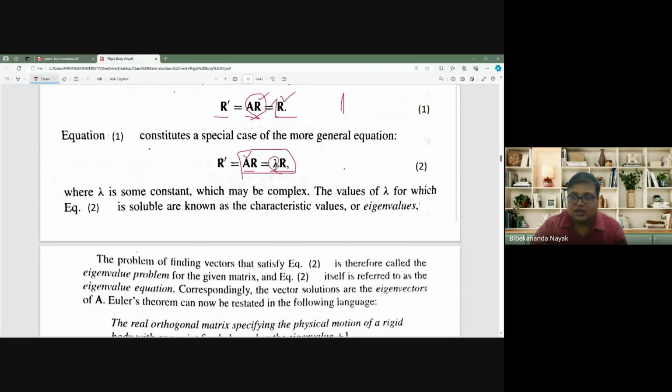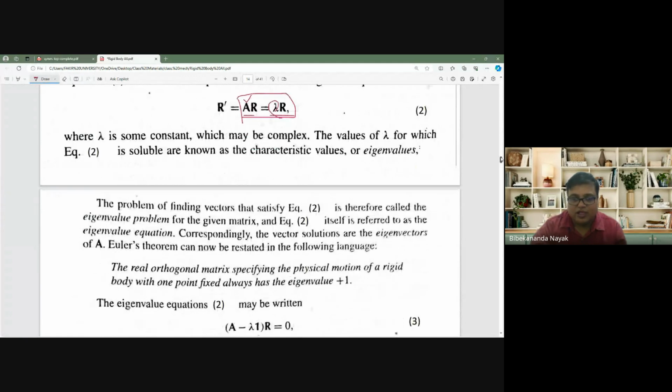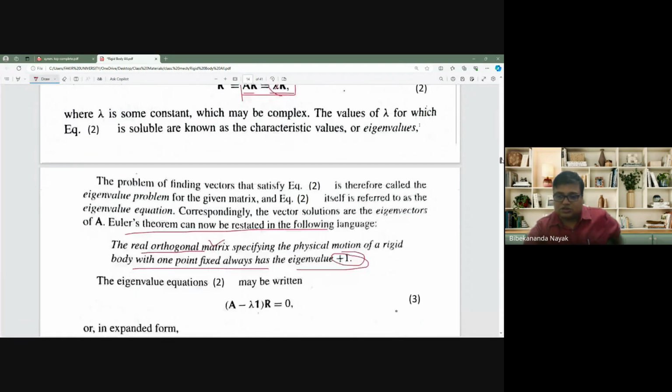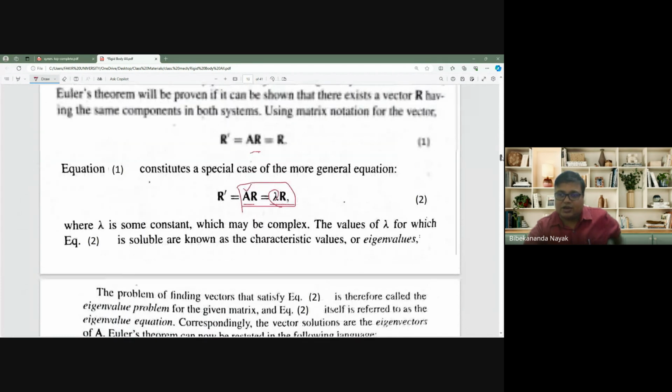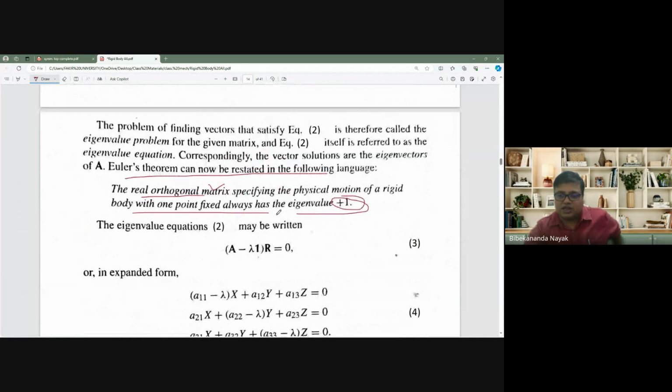If the eigenvalue is 1, then R goes to R prime, so the process is a rotation. The problem of finding vectors that satisfy this is therefore called the eigenvalue problem, with the eigenvalue equation and the eigenvector. So Euler's theorem can now be restated as: the real orthogonal matrix specifying the physical motion of a rigid body with one point fixed always has the eigenvalue plus 1. That means AR minus lambda R is equal to 0, or A minus lambda I into R is equal to 0. This is the eigenvalue equation.